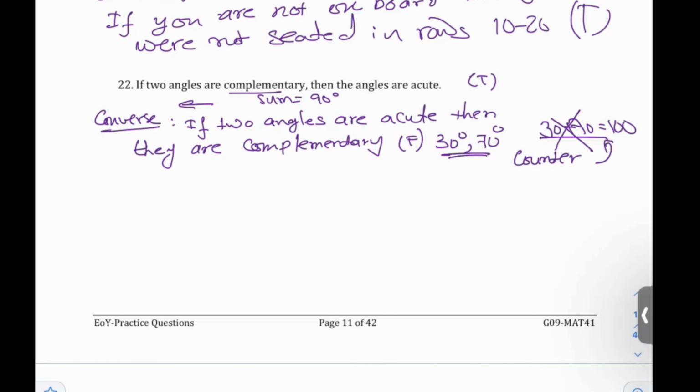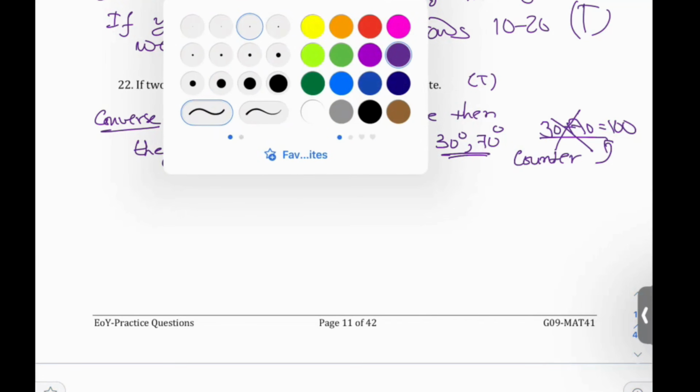So when you are asked to write false and write the counter example, just provide any two numbers. It's not necessarily 30 and 70. You can say 45 and 45. You can say 10 and 80. You can say 10 and 20, both acute, and if you add them, they do not add up to 90 degrees. Sometimes, yes, they can. For example, 30 and 60, both acute, but this is not the general case. So you just provide the example that shows that this statement is wrong.